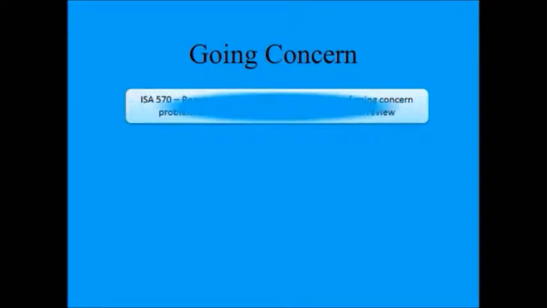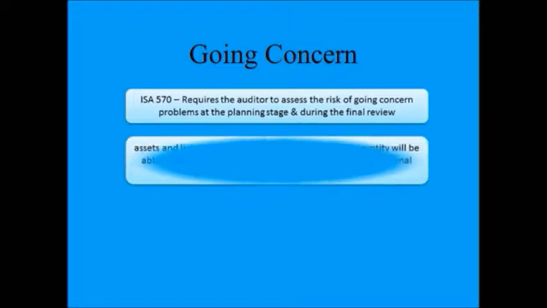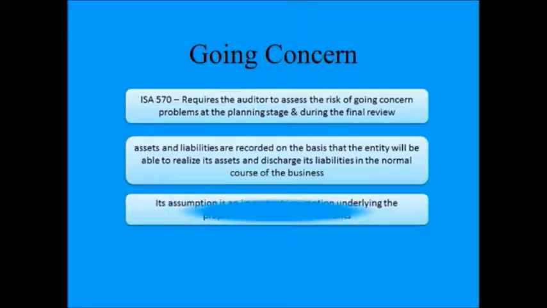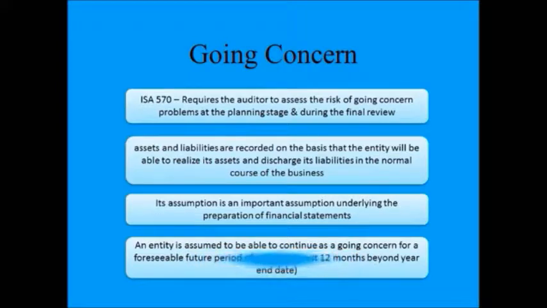Next, going concern. International Standard on Auditing, ISA, requires the auditor to assess the risk of going concern problems at the planning stage and during the final review. Assets and liabilities are recorded on the basis that the entity will be able to realize its assets and discharge its liabilities in the normal course of business. This is an important assumption underlying the preparation of financial statements. An entity is assumed to be able to continue as a going concern for a foreseeable future period of time, at least 12 months beyond the year-end date.